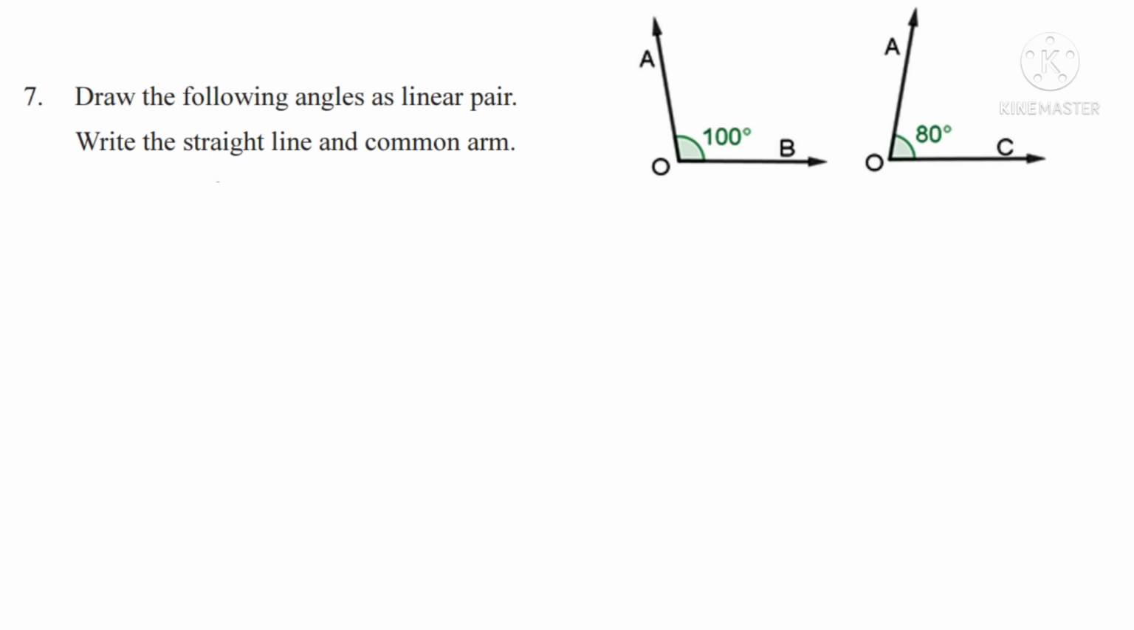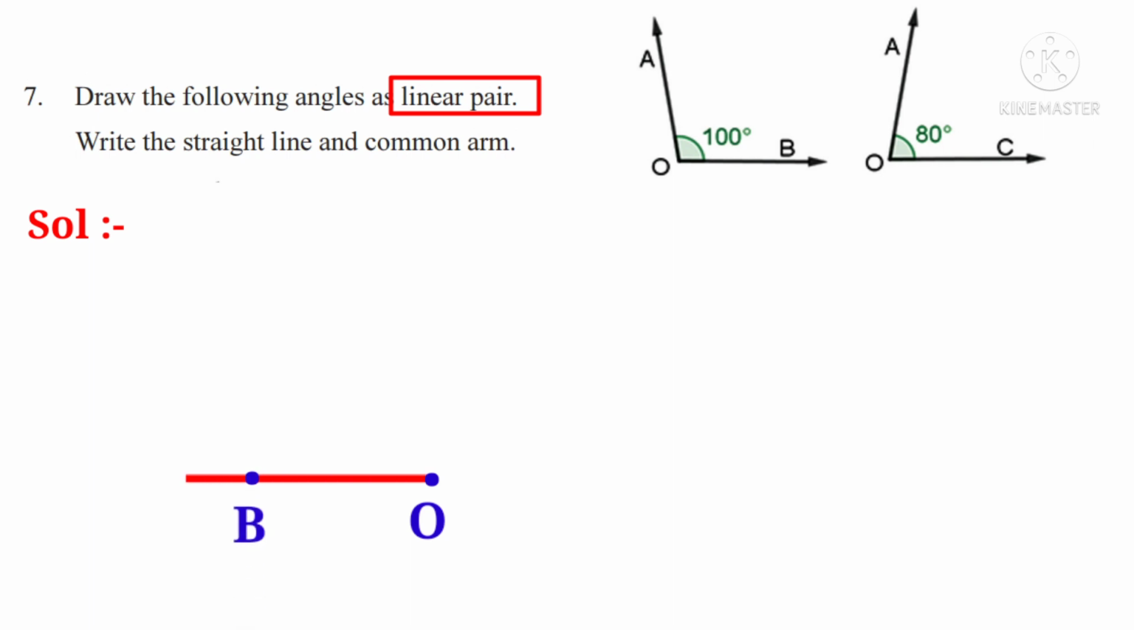Seventh problem. Draw the following angles as a linear pair. Write the straight line and common arm. Solution. Observe the word linear pair. It means we have to draw two angles on the same line. Take a point O, another point B, draw a ray through OB. Take another point C, draw a ray through OC.